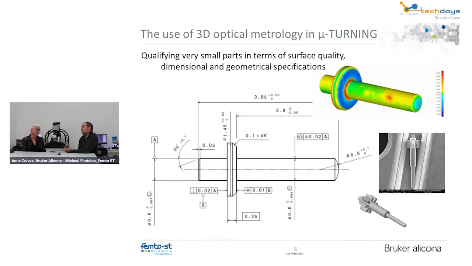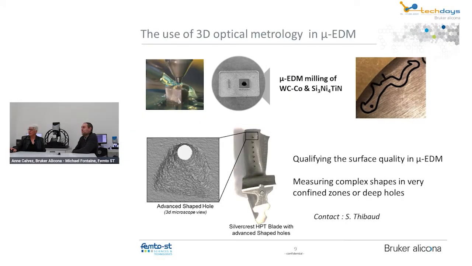For example, in micro turning, we have a very small part, with a length of several millimeters, a diameter of hundreds of microns, and microns of tolerance in precision. We need here a device where we can put the workpiece in one time and analyze all the geometry in one time. So let's move on to micro EDM application.